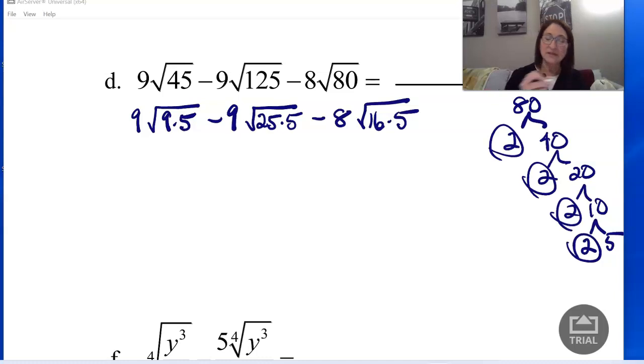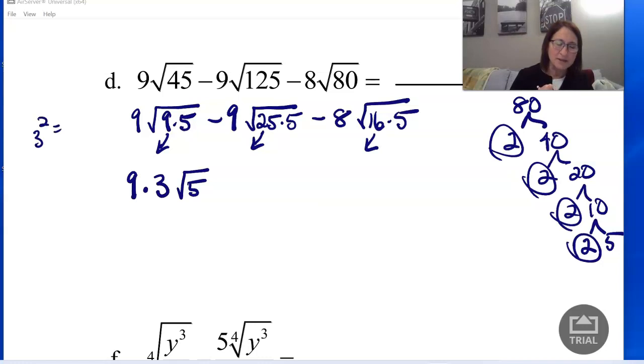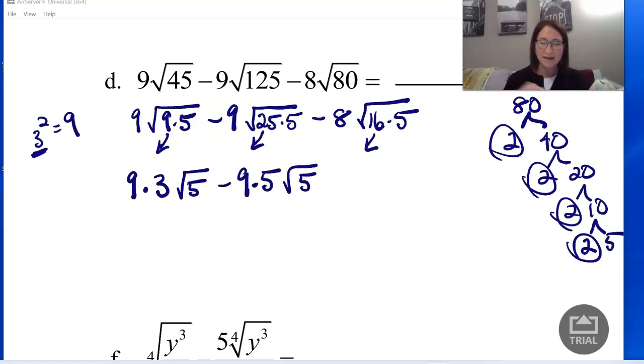All right, so let's go ahead and bring these roots out. So it'll be 9 times 3, because the square root of 9 is 3, square root of 5. So remember, 3 squared is 9. That's why I'm bringing a 3 out. For the next one, it'll be 9 times 5, square root of 5. Why did I do that? Because 5 squared gets me to that 25. There's that root of 5.